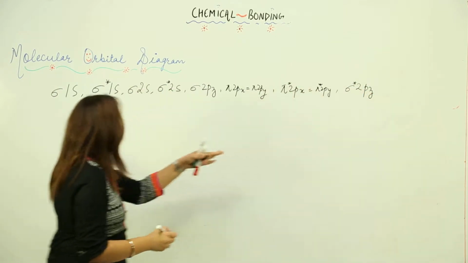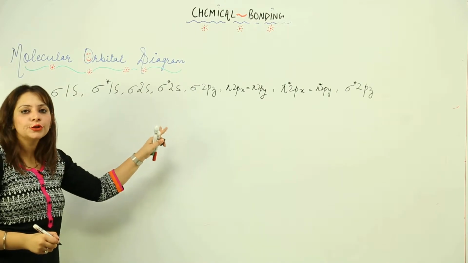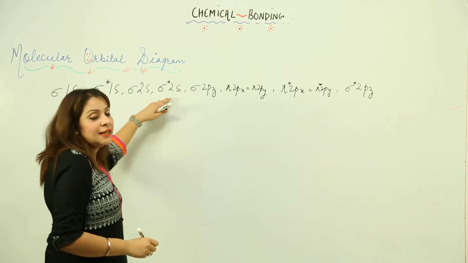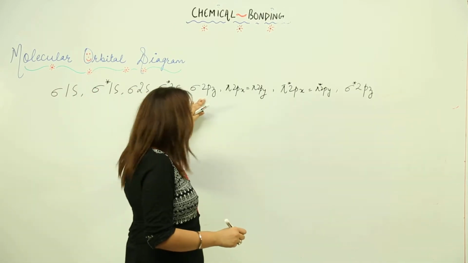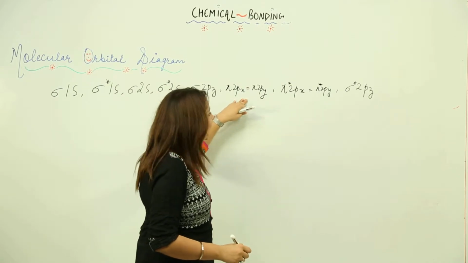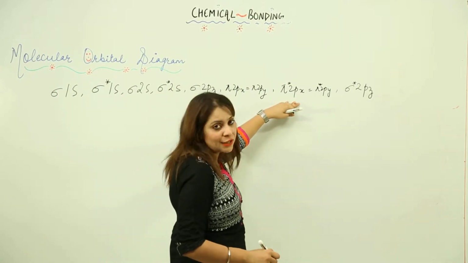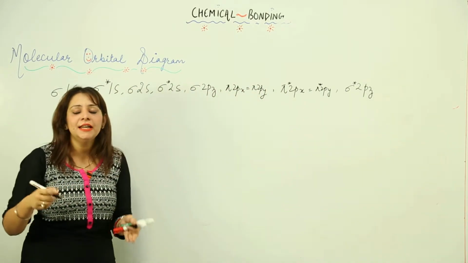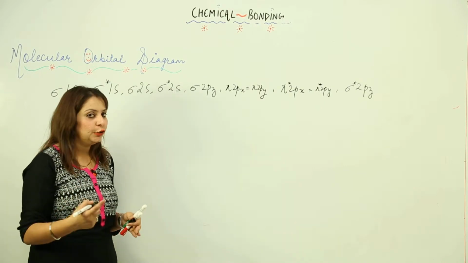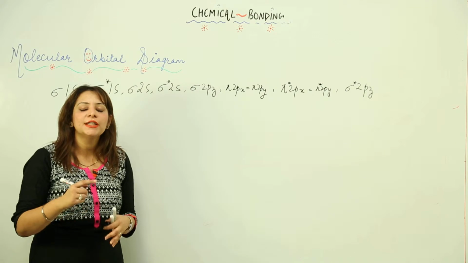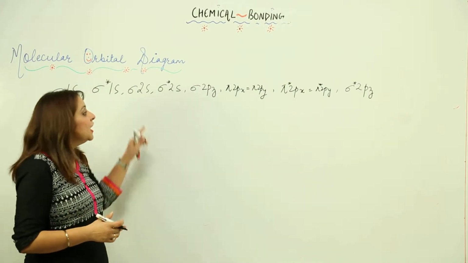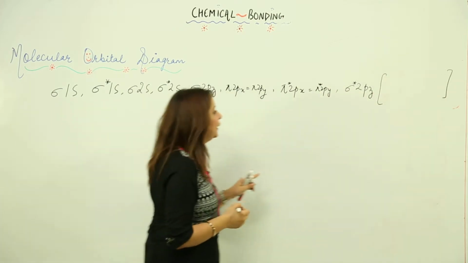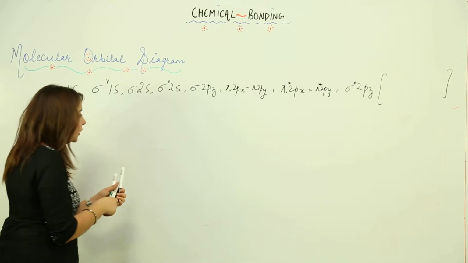So this is my order of writing the electronic configuration for a molecule: sigma 1s, sigma star 1s, sigma 2s, sigma star 2s, sigma 2pz, pi 2px equal to pi 2py, pi star 2px equal to pi star 2py, and sigma star 2pz. So this is my order of increasing energies. Now we will be writing the electronic configuration, but before I write, we need to see a certain exception. This kind of order is followed for a few molecules, but for a few molecules this order gets a little changed. Now what is the change?